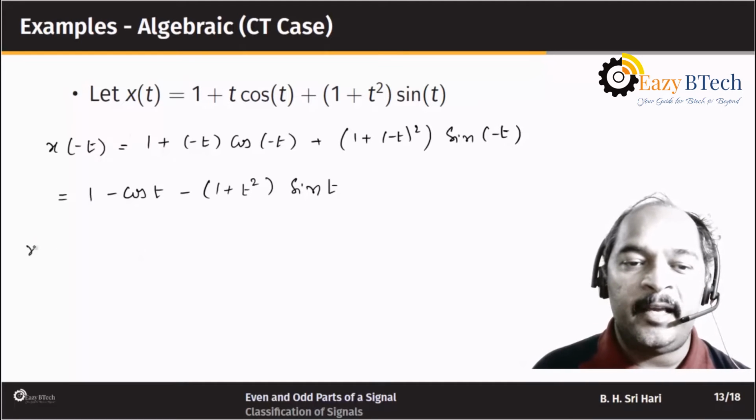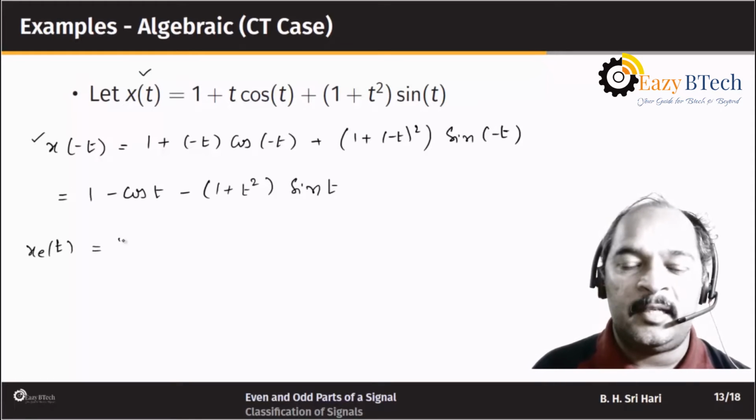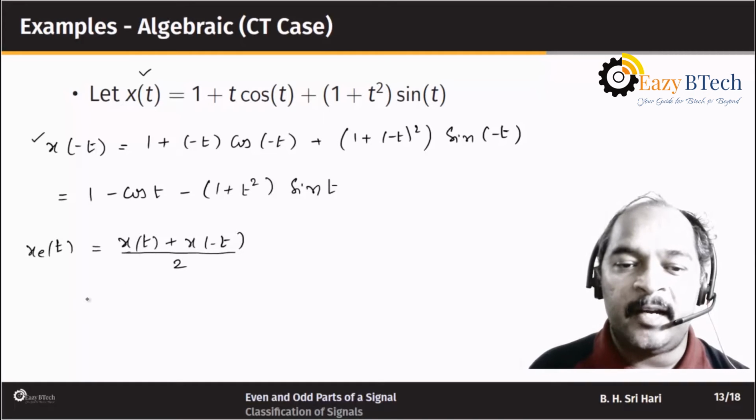To find xe of t, we have to add x of t and x of minus t, correct? So you get x of t plus x of minus t divided by 2. That is our even part. If you do that, what do you get?